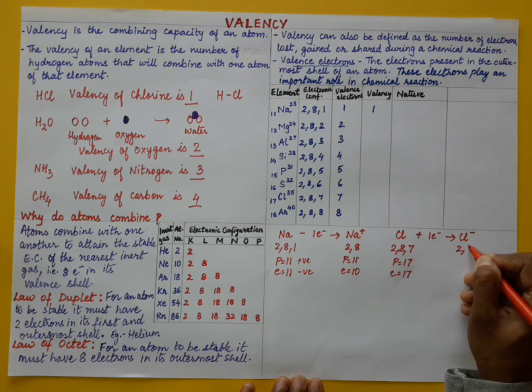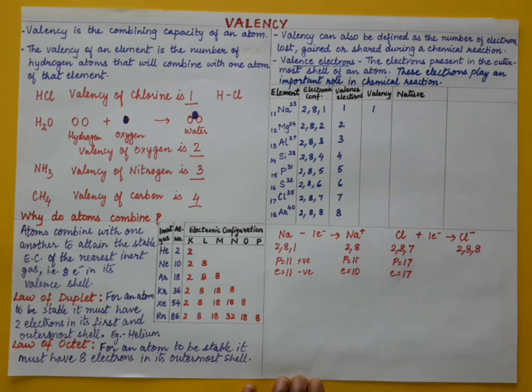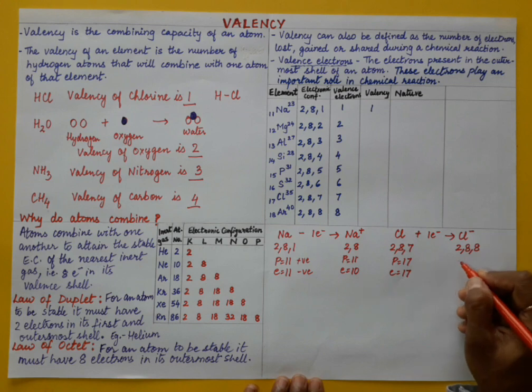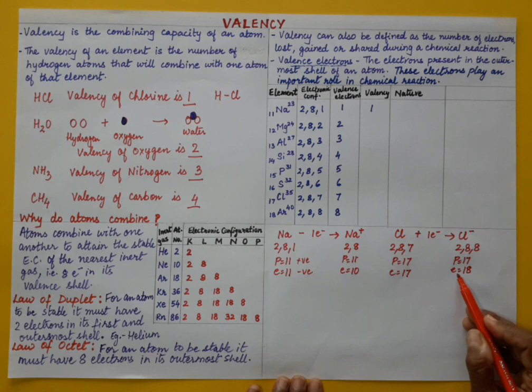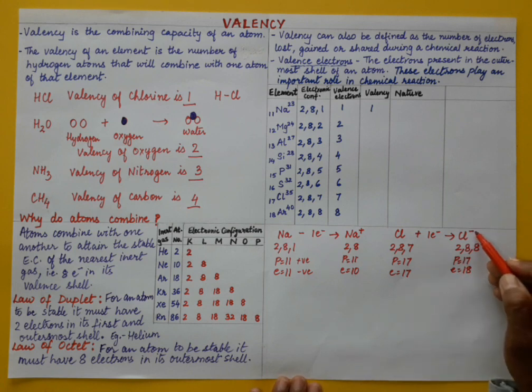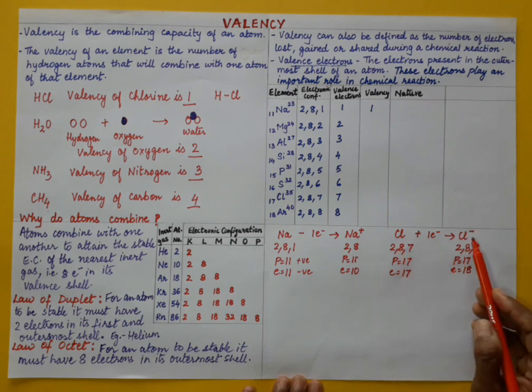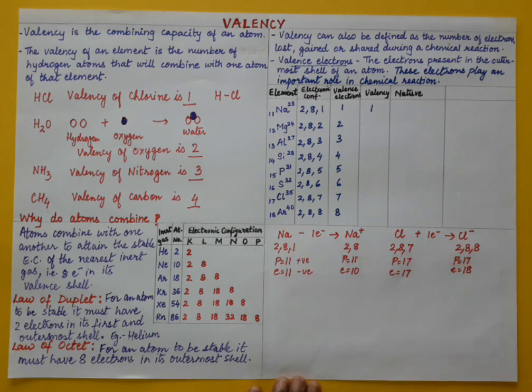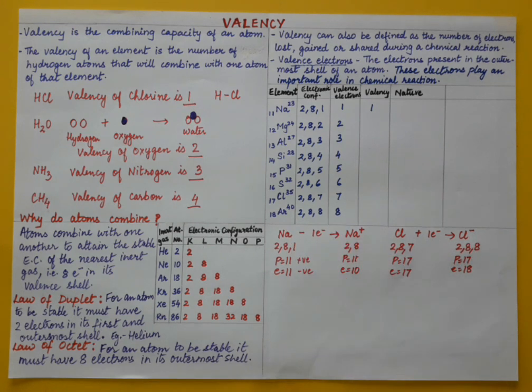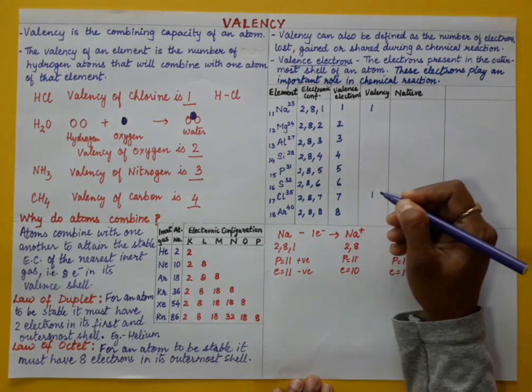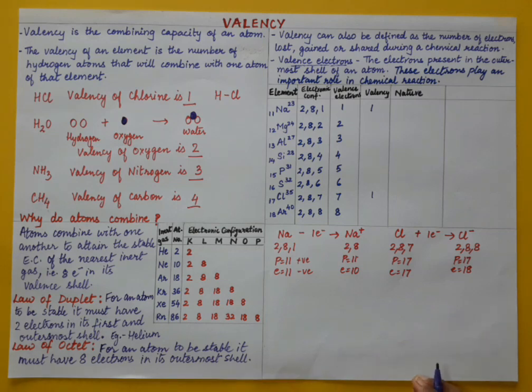Now when it becomes a chloride ion, 2, 8, 8 is the electronic configuration, so it is stable. Protons are 17 and electrons are 18. Electrons are 18, so one negative charge is more, and now it is minus. That is why it is 1 minus. This 1 minus is the charge of this chloride ion, and now we can say it is the valency. So what is the valency of chlorine? The valency of chlorine is 1, right? Why is the valency of chlorine 1? Because it is just gaining 1 electron.